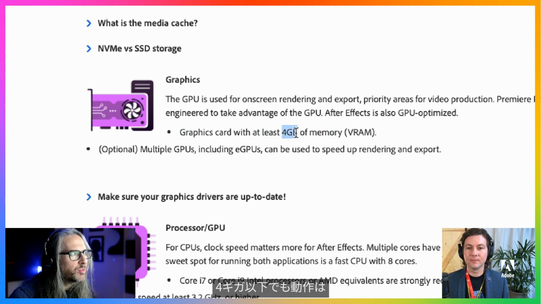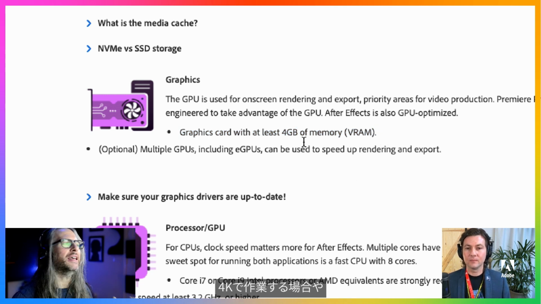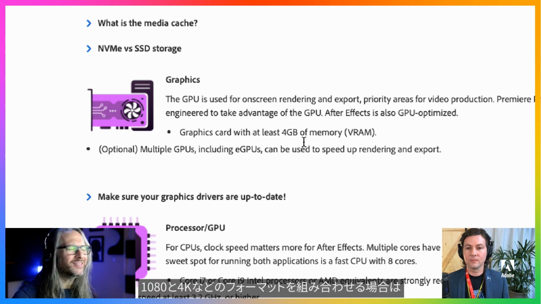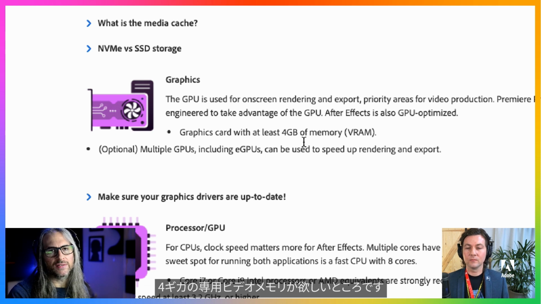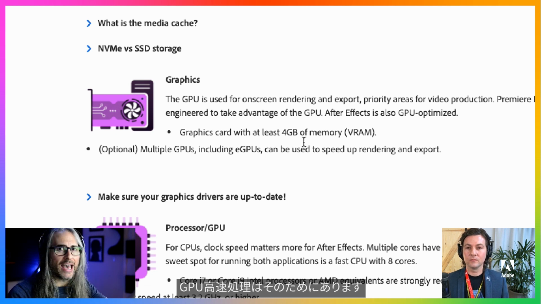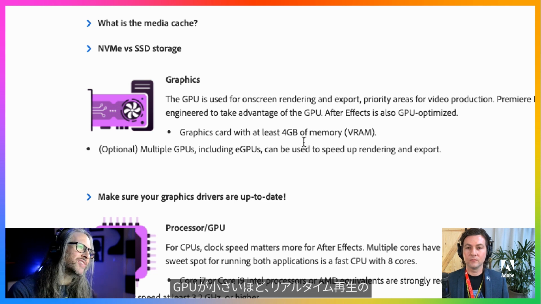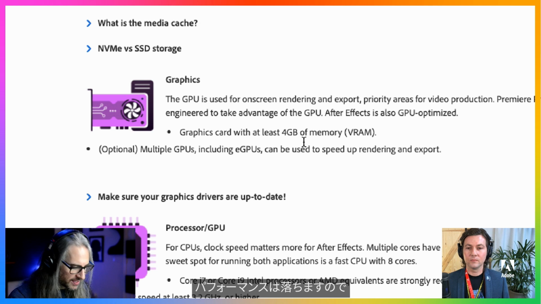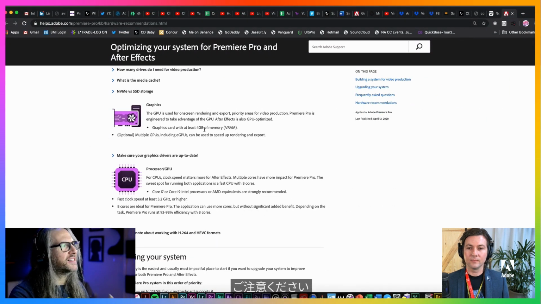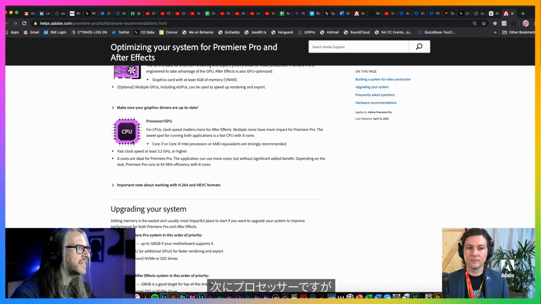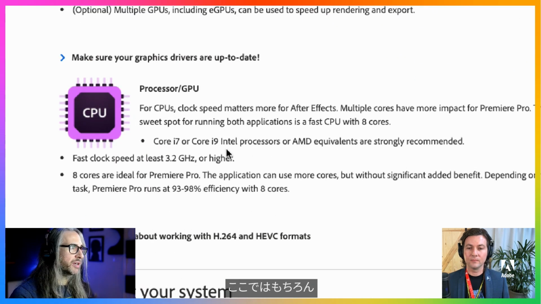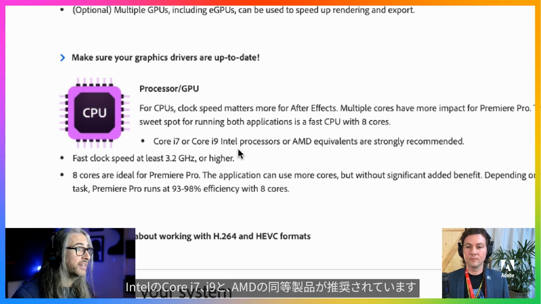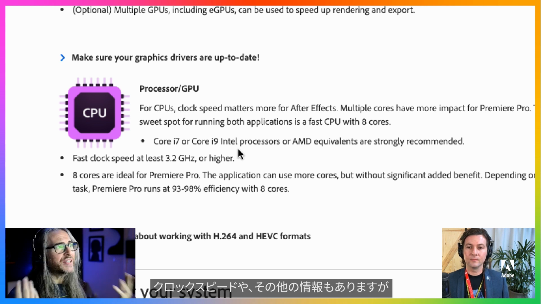So again, can you do it with less than 4? Sure. If you're going to be working in 4K, or a mix of 1080 and 4K and other formats, you really want about 4 gigs of dedicated video memory. We have GPU acceleration for that reason. So the smaller your GPU, the less performant the playback of real-time things is going to be. I can't emphasize it enough. And then going into processors, I love that we're mentioning both Intel Core i7, i9, as well as AMD equivalents, right? Clock speeds, all this stuff is in here.